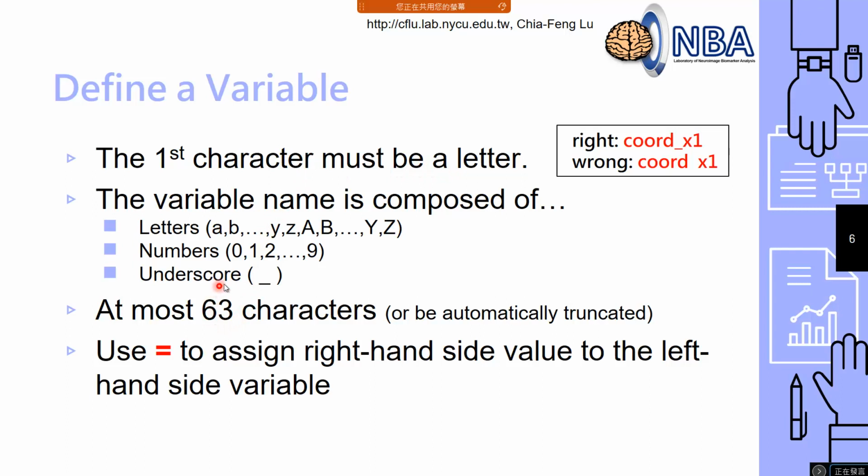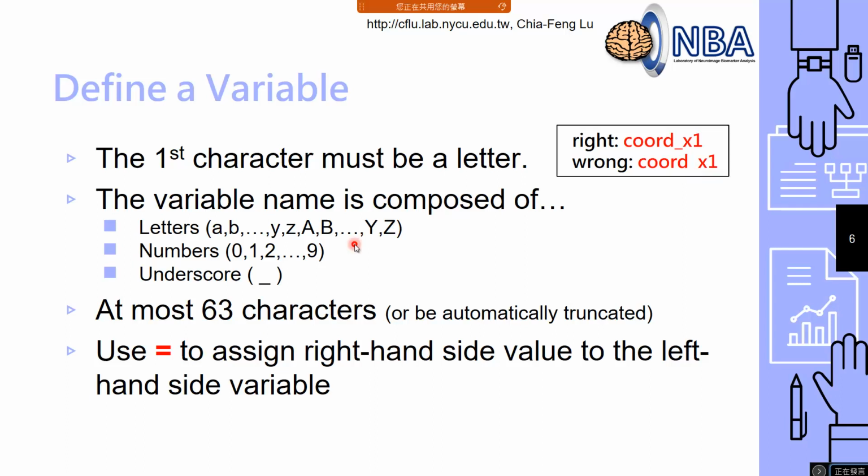And another special sign you can use is the underscore or underline right here. So you can see this is the example. This is the right one. You can create a variable and then name it as CORRD underscore X1. You can do that, okay? But you cannot do this. What is the difference? The lower one uses space, right? You cannot use space as a part of the variable name because Matlab will get confused whether they are two variables or a single variable.